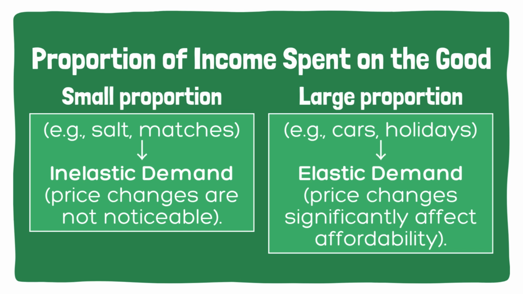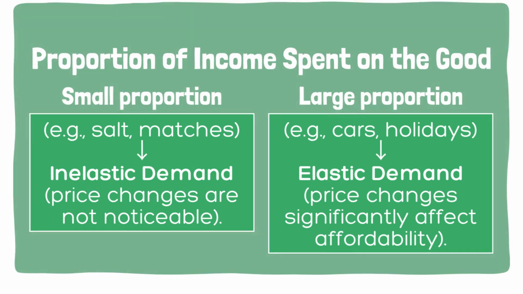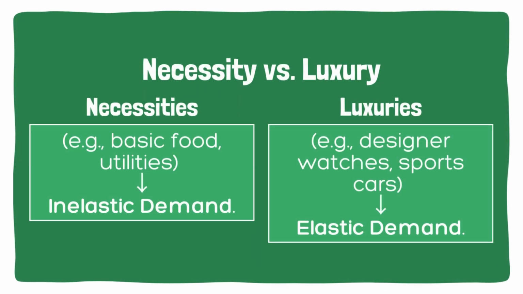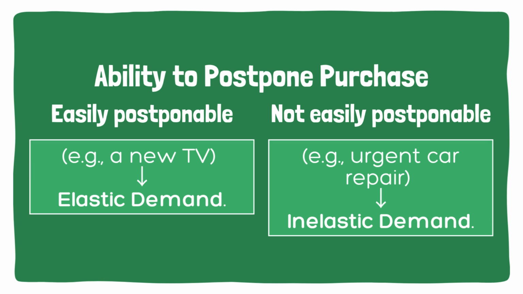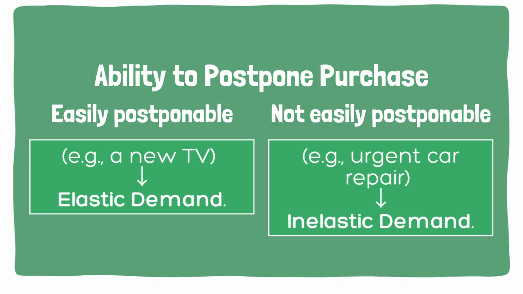But if a product takes up a large share of income, such as a car, demand will be more elastic, since price changes have a bigger effect on consumers' budgets. Necessities like soap have inelastic demand, while luxuries like designer clothes have elastic demand. Addictive products, such as cigarettes or coffee, also tend to be inelastic because consumers find it difficult to cut down, even when prices rise. Products whose purchases can be postponed, like phones or furniture, have elastic demand because people can wait for prices to drop.